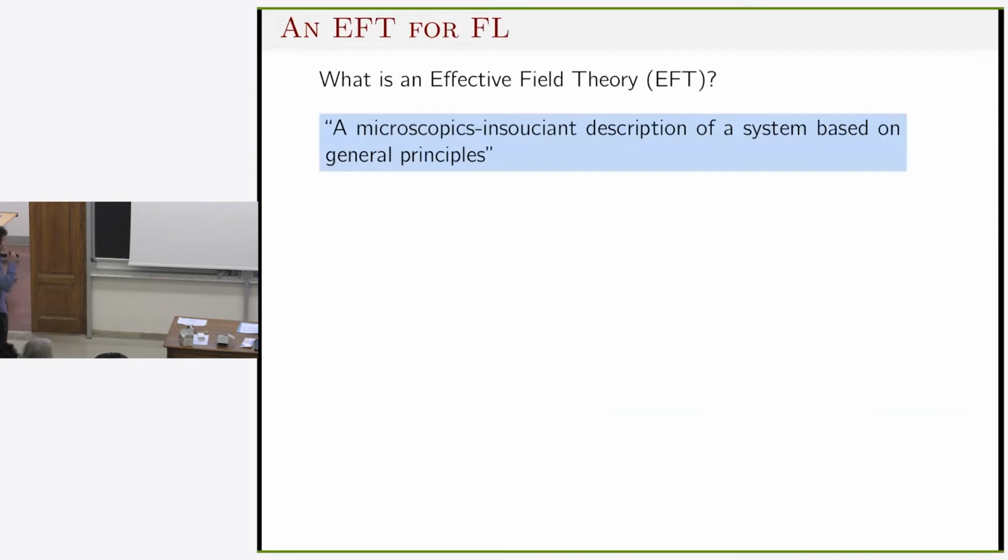So what do I mean by effective field theory? I think probably most people here know what an effective field theory is. But the idea of effective field theory is to parameterize your ignorance about the microscopics into hopefully a small number of parameters that aren't too large, so that you can still make predictions about the low energy dynamics.